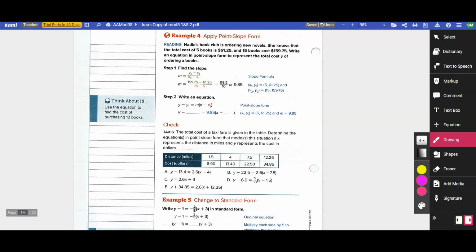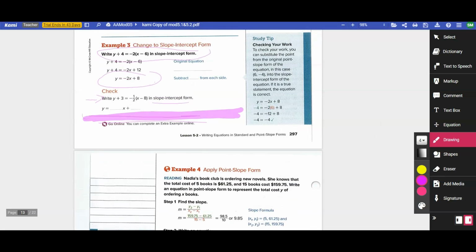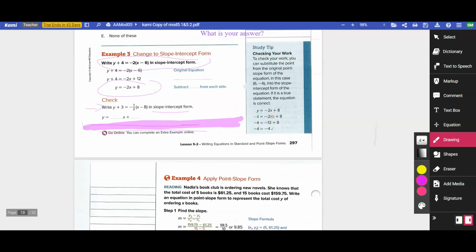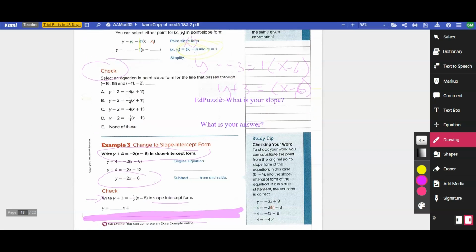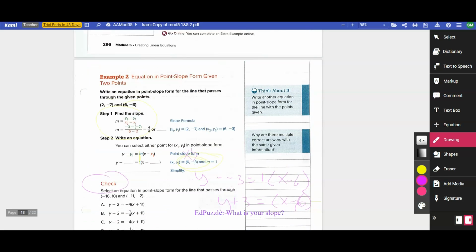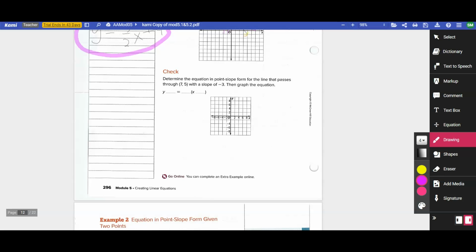Okay. So example 4. Oh, I should give you the answers for the examples, the checks, shouldn't I? Yeah, let me do that for you really quick. Is that example 3? Yep. Okay. On the check before that, the check here, that answer is A. And then is there a check before that? Yeah, this check over here.